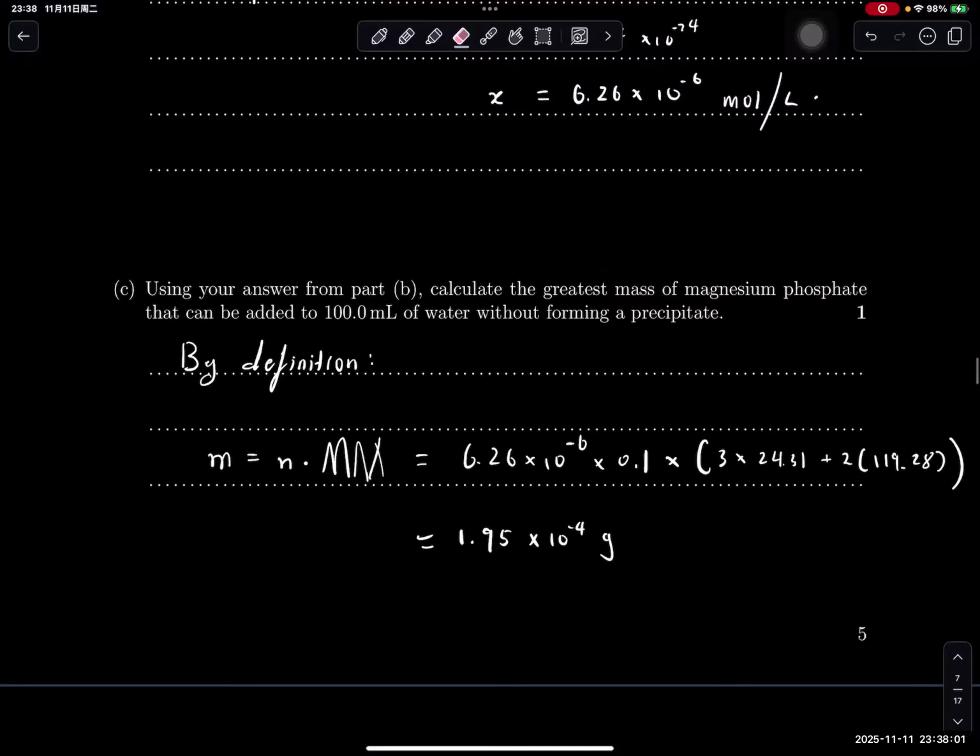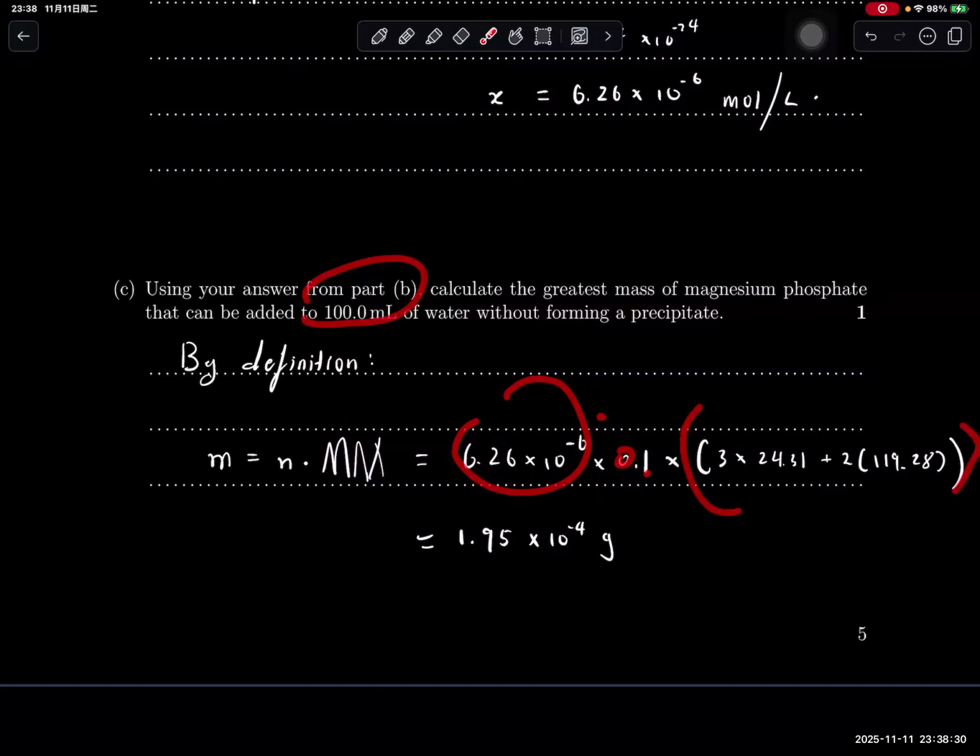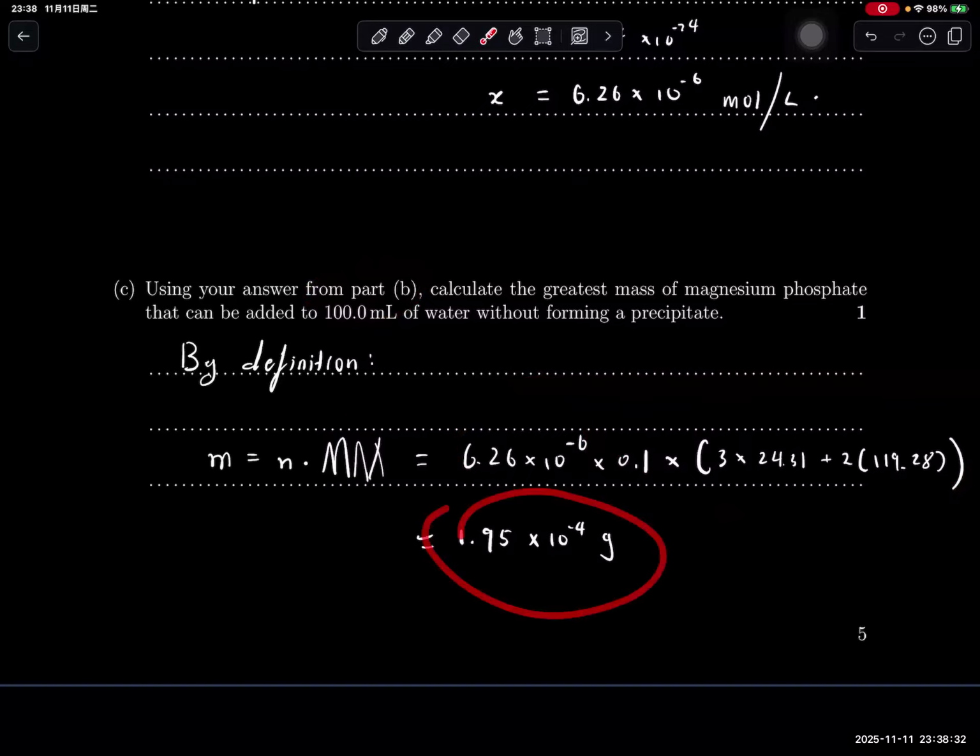All right, question C. Using your answer from part B, calculate the greatest mass of magnesium phosphate that can be added to 100 ml water without forming a precipitate. So using the moles, calculate the number of moles first. This is what I did: number of moles times the molar mass. This is the concentration times 0.1, which is that, and this is the molar mass. I'm getting this much grams. Pretty much a year 11 calculation question. Pretty trivial.